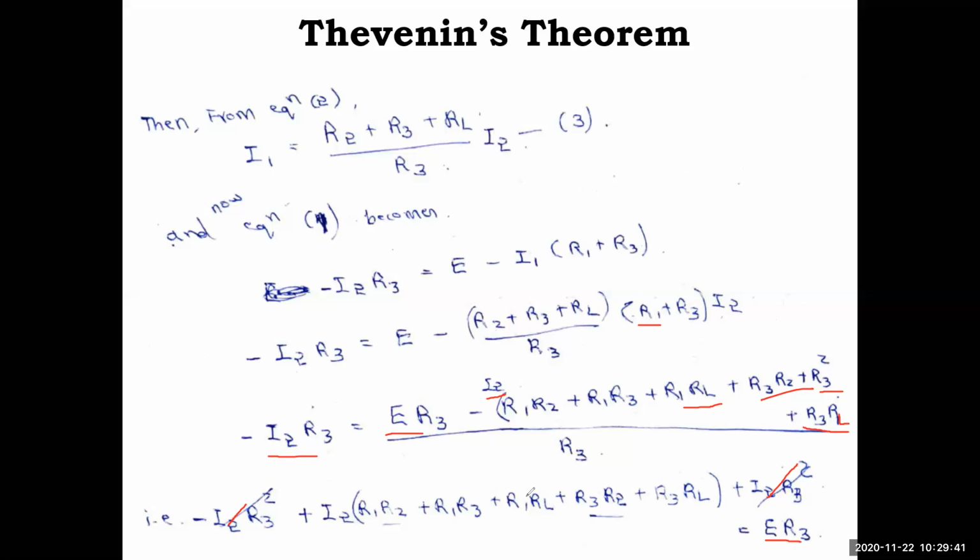Clear? So now what I will do, I will group here. Okay, so there will be R3 in this term also. Okay, R1 R3, R2 R3. So I can write it as R3 common, R1 plus R2, and in these two terms RL is common, right? So you can take RL common, R1 plus R3. So the whole equation I will divide by R1 plus R3. Okay, so we will see what you will get.